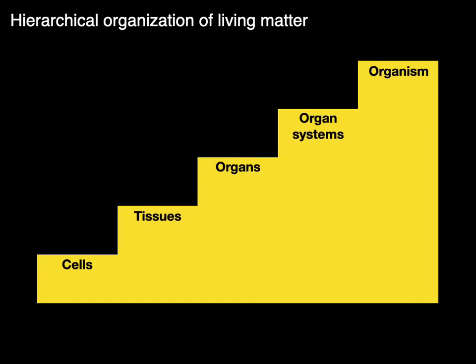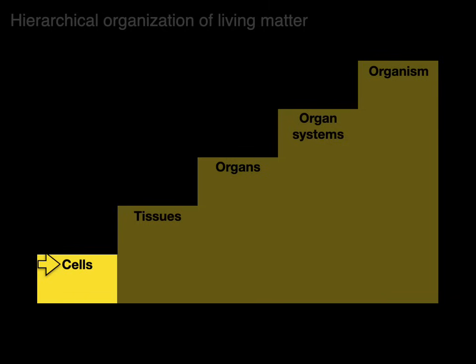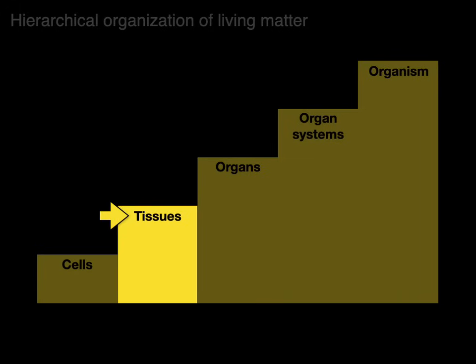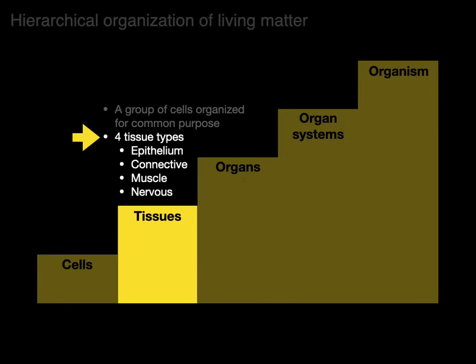All right. So first, what's this hierarchical organization of living matter that looks like a bunch of steps? Well, first, cells are the smallest unit of living matter, and there's about a trillion of them or so, give or take a few, inside the human body. Things like red blood cells, brain cells, muscle, bone cells, and so forth. Now, if you take cells and put them together, you get tissues. So the definition of a tissue: a group of common cells organized for a common purpose. And there are four basic tissues in the body: epithelium, connective, muscle, and nervous. I'm coming back to this.